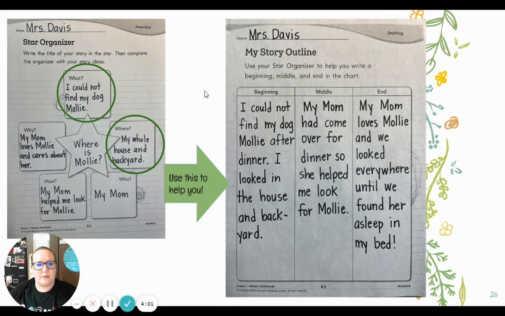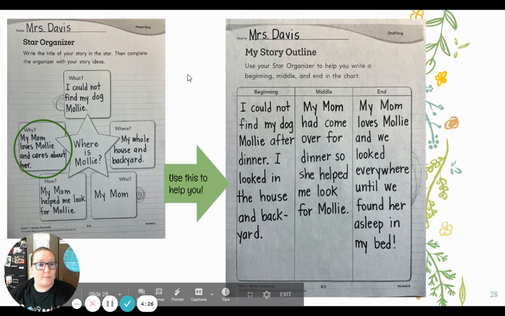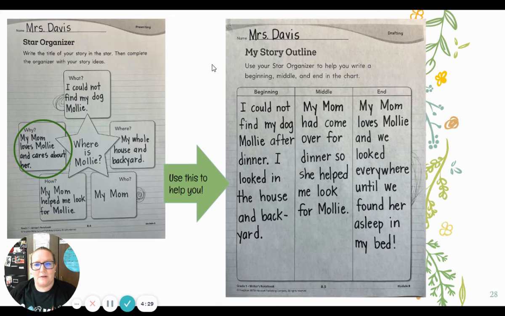Next is the middle of the story, the who and how. Who is my mom and how she helps? My mom helped me look for Molly. So now in the middle of my story, my mom had come over for dinner, so she helped me look for Molly. Give you a little more detail, right? Last, the why and how the problem gets fixed or resolved. So I said, my mom loves Molly, and we looked everywhere until we found her asleep in my bed. There's the big surprise at the end of my story.